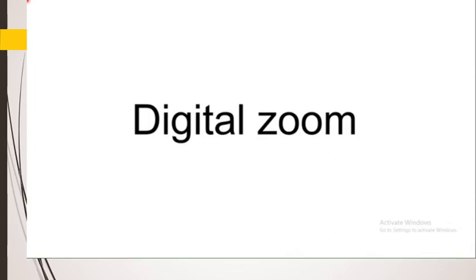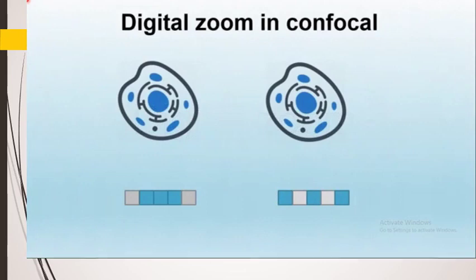Now I would talk about another important feature which is also important for resolution of a confocal image: the digital zoom. Apart from the normal magnification, for example when we are increasing the magnification from 40x to 60x, there is something called digital magnification or digital zoom.